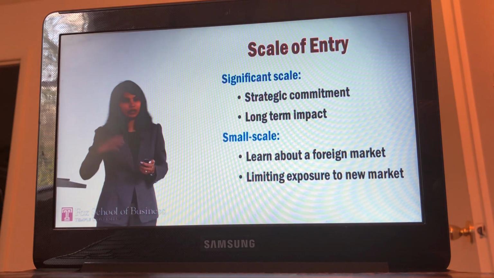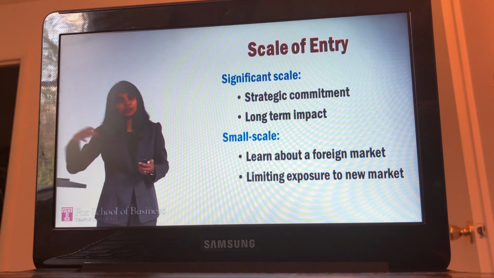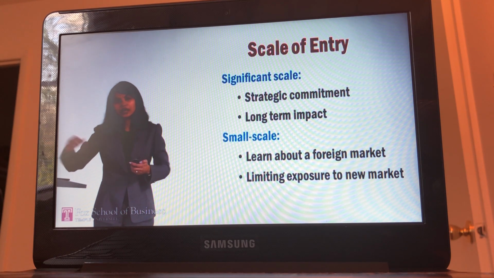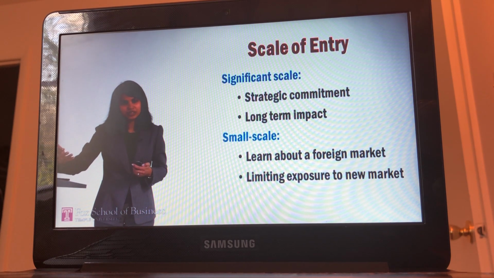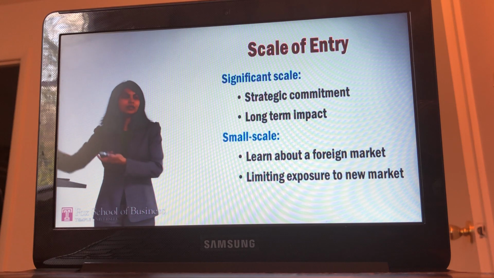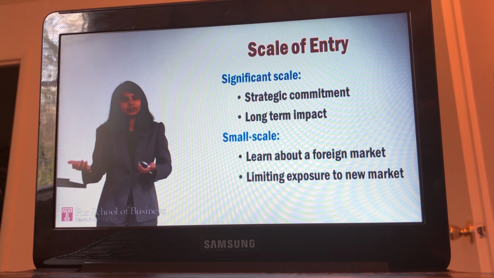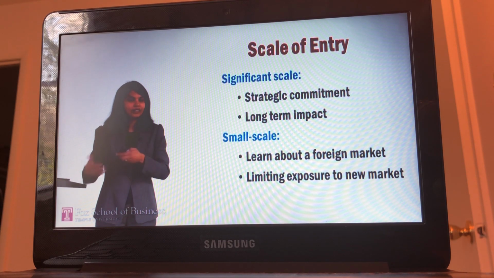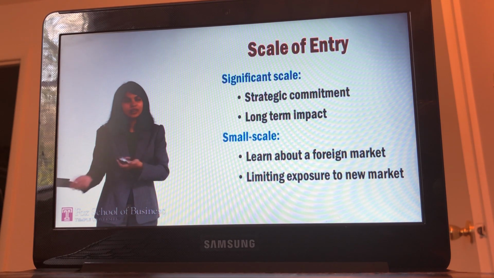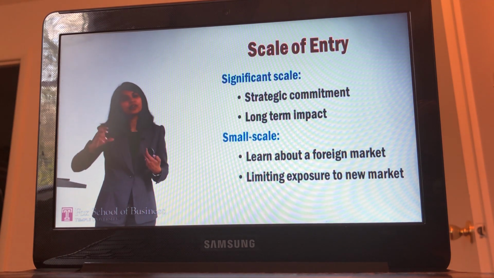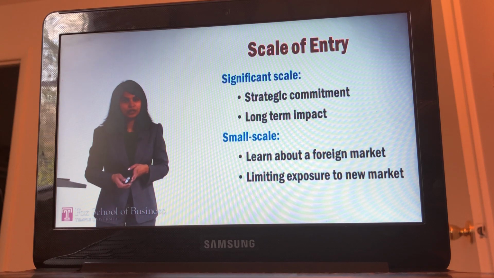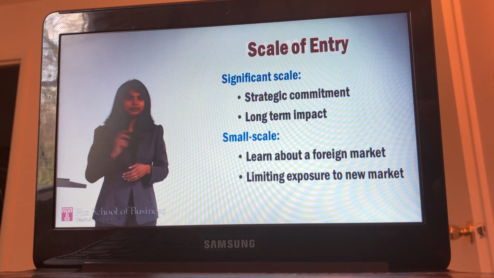Such that, okay, I have entered this market, I want to know about this market. Once I know, and if I see the potential of my business in this country, eventually I can increase my commitment by investing more in this market. Or if the business is not working fine, there is a flexibility that I can simply shut down the business or pull away from that market. So these are the issues revolving around the scale of entry in a new market.